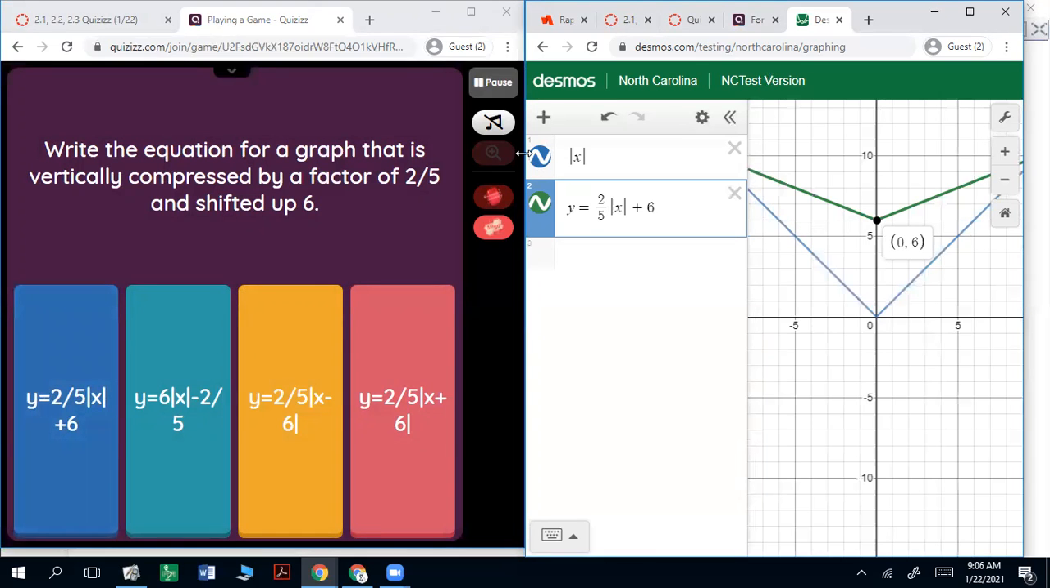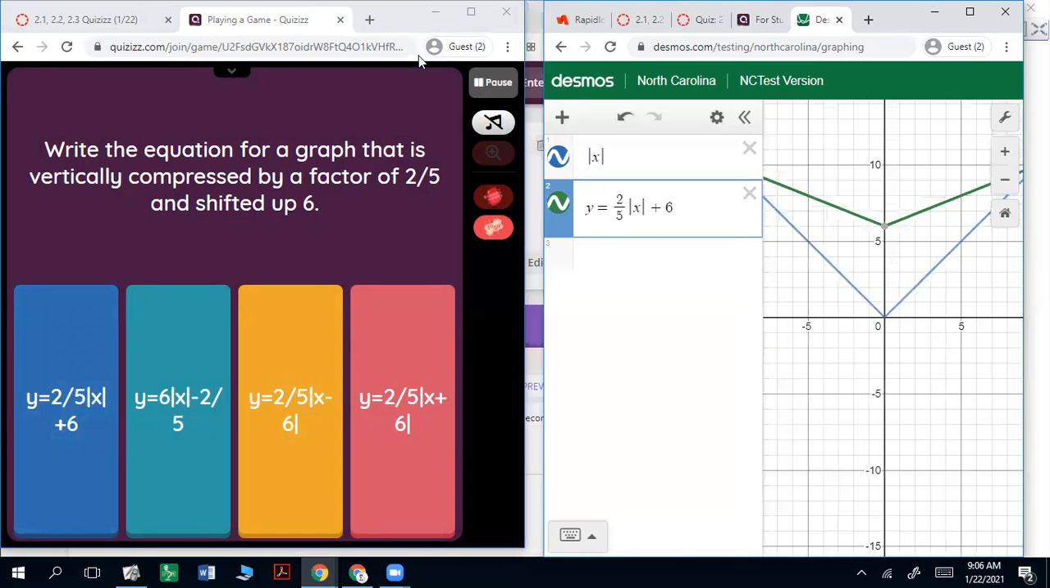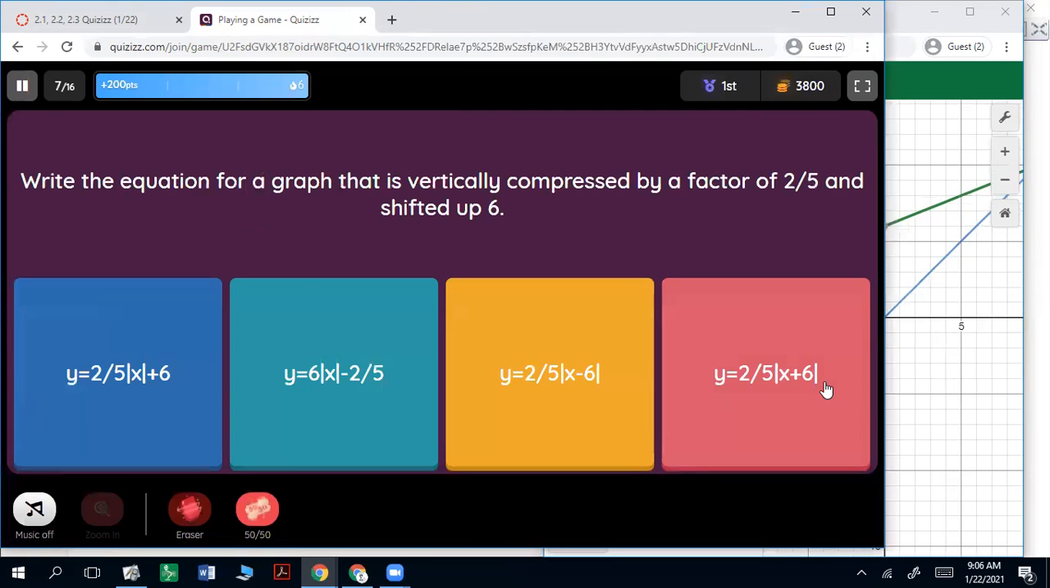Now I'm going to make this a little bit wider here, just so you can see. Anytime that you add 6 in the parentheses, that's actually going to shift it left 6. So we don't want that. And this is going to shift it right 6. This is going to make it up 6. This is going to stretch it by 6 and shift it down 2/5. We don't want that. So it's going to be this one.